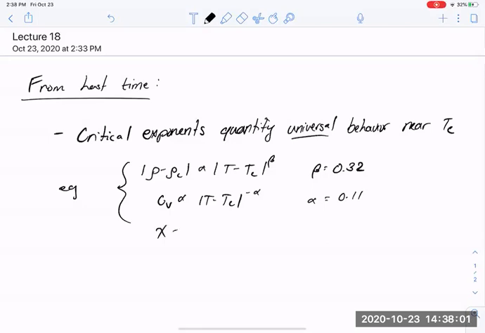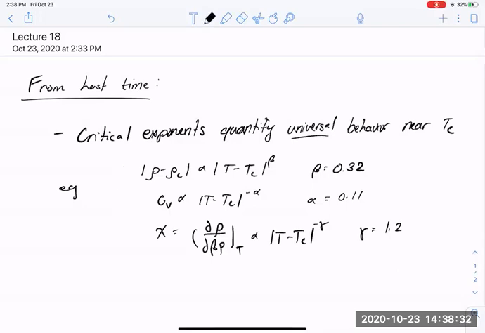And for a liquid vapor transition, I could alternatively measure the susceptibility, how the order parameter, in this case the density, varies with some conjugate field, in this case pressure, at fixed temperature. This too would vary as a power law relative to the critical temperature with an exponent gamma, which turns out to be 1.2.